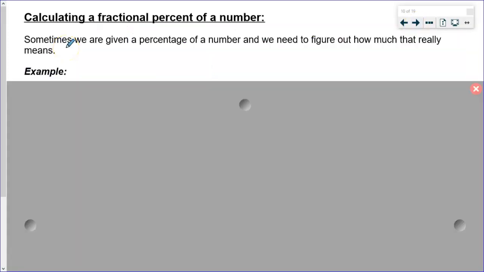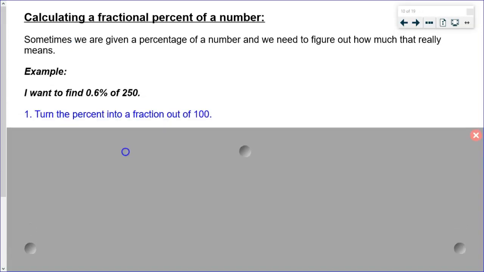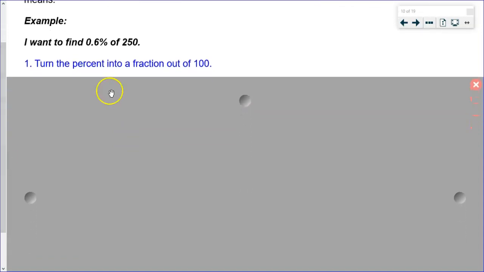Okay, now we want to find a fractional percent of a number. So sometimes we're given a percentage of a number and we need to figure out how much that really means. So here's an example. I want to find 0.6% of 250. So the first thing we're going to do is turn the percent into a fraction out of 100.